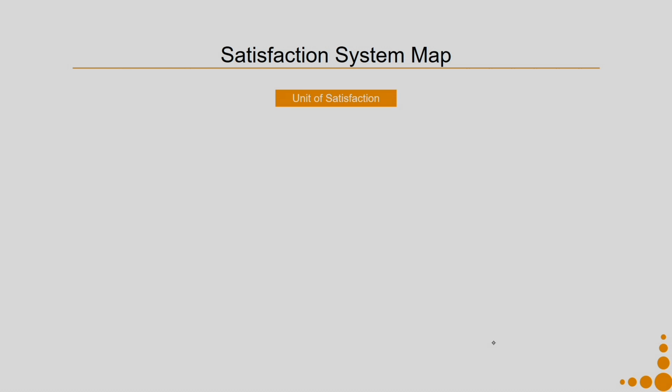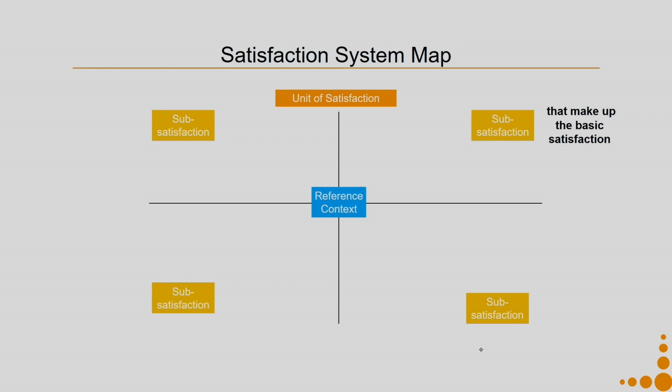It consists of the unit of satisfaction, and then we try to expand it into units of sub-satisfaction. So I have my reference context, I have my sub-satisfactions. In this particular context you can see that there are 4 sub-satisfactions. Do not get confused with this diagram, it is not about a quadrant; you might have 5, 6, even 2 or 3 and so on. You try to divide the unit of satisfaction into sub-satisfactions, and these sub-satisfactions will make up the basic satisfaction.